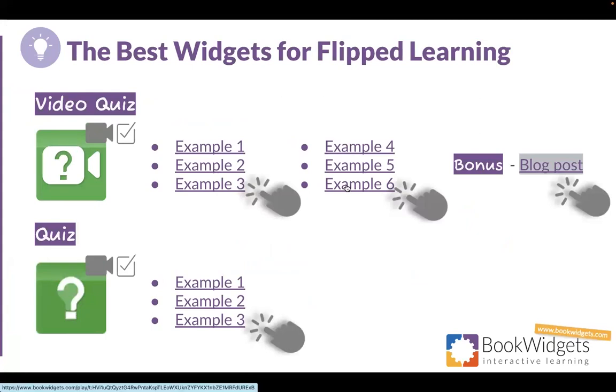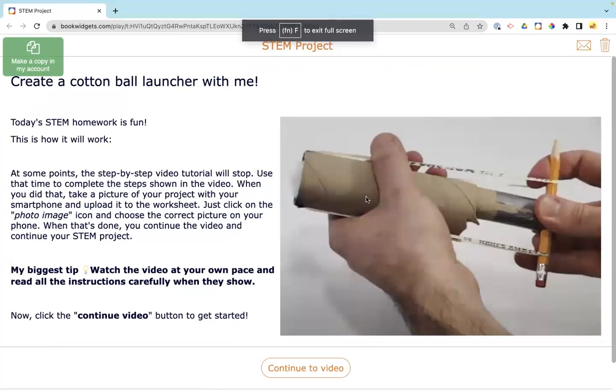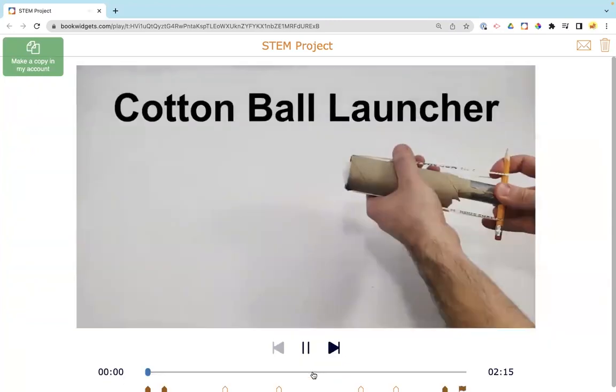I'm going to jump down here to example 6, because this one is about project-based learning. So we're doing a combination of flipped learning and project-based learning. Think about this, you science teachers, for doing virtual labs or even just a multimedia lab in your classrooms. Here, you're going to construct and create a cotton ball launcher. Follow along with the video.